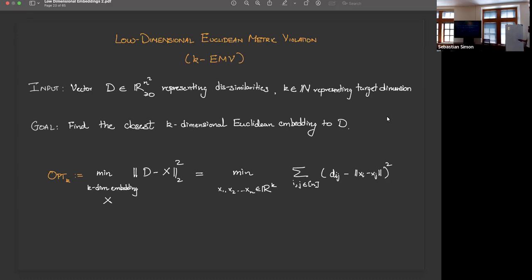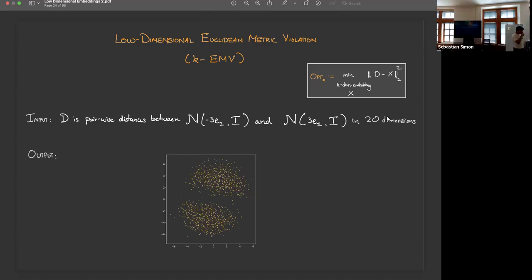Any other methods? Feel free to interrupt me. Okay, so let's do some fun examples. Let's say D is the distances between 20-dimensional Gaussians. The first Gaussian has mean at minus e1, like some standard basis vector. So their means are right there. Now, if you solve this objective, you get this nice picture that I told you earlier. It manages to actually recover the clusters.